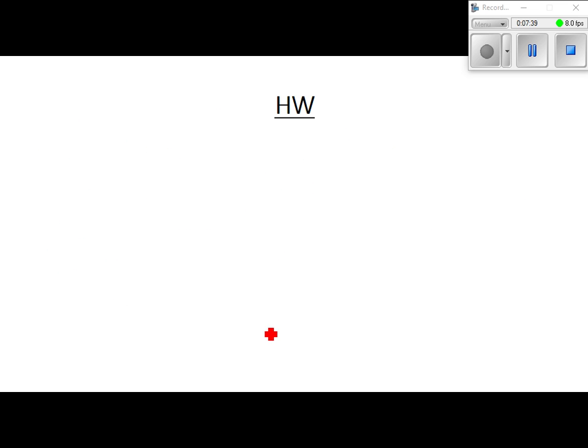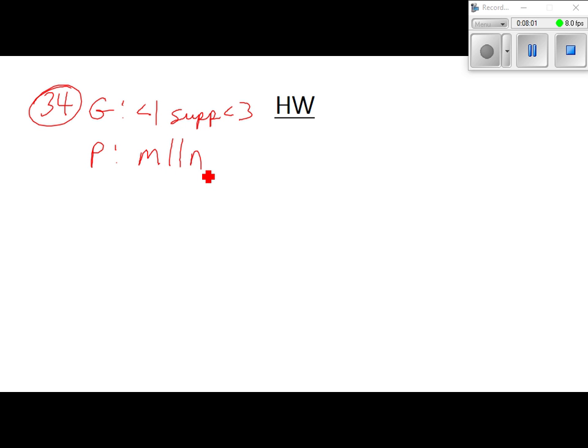Problem 34. It's a 2-column proof. This time I'm just going to put G for given. Angle 1 is supplementary to angle 3. And we're trying to prove that M is parallel to N. They give us a picture, it looks like this.